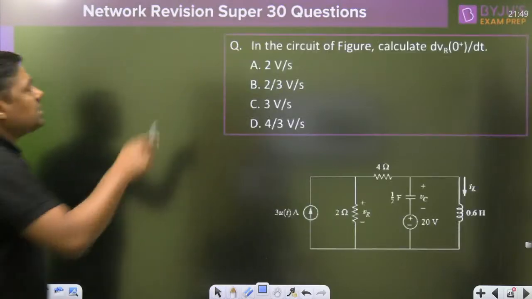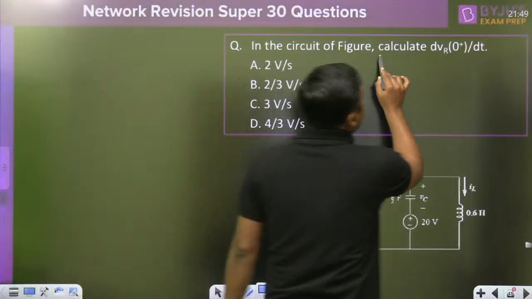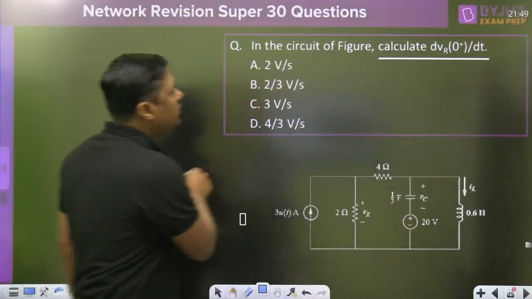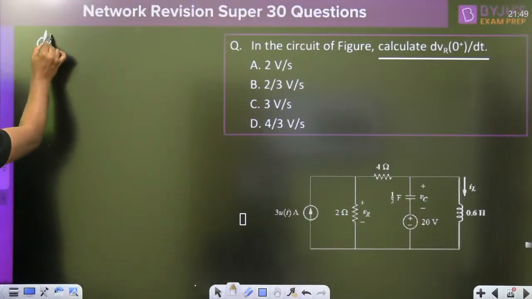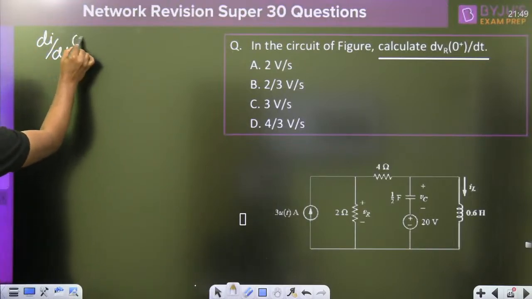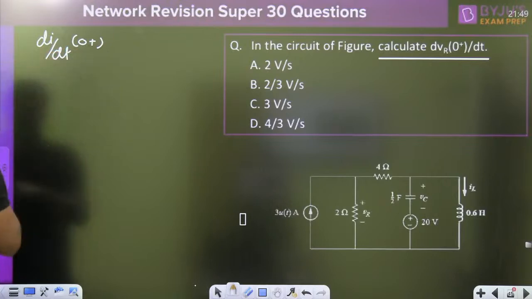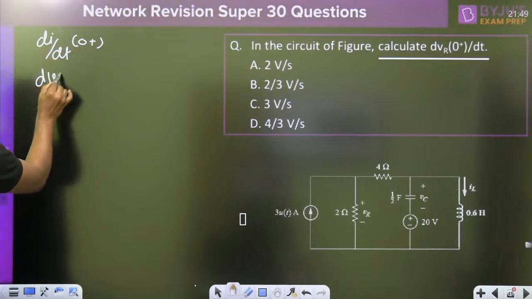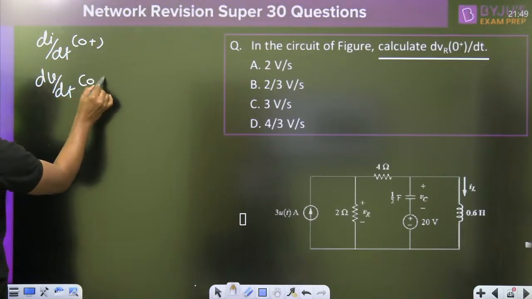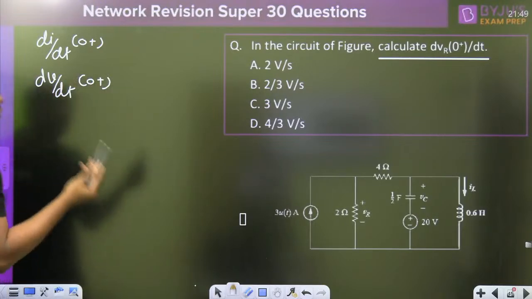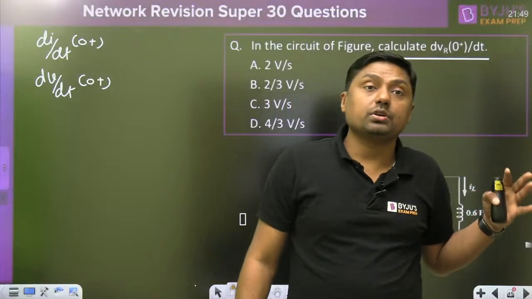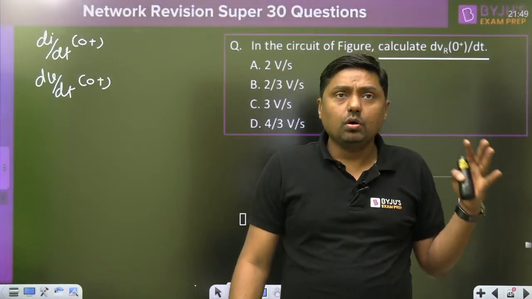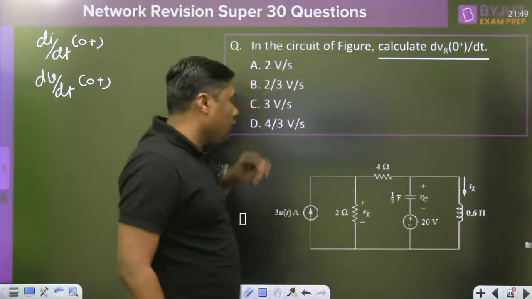Now that is a very, very important question. In the circuit of the figure, calculate dVr by dt at 0 positive. Normally we calculate di by dt at 0 positive, which is the current through the inductor, or dv by dt at 0 positive, which is the voltage across the capacitor. But the new thing asked here is dVr by dt at 0 positive. How can we calculate it?